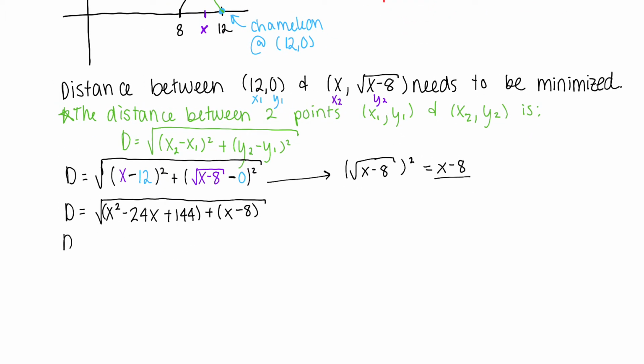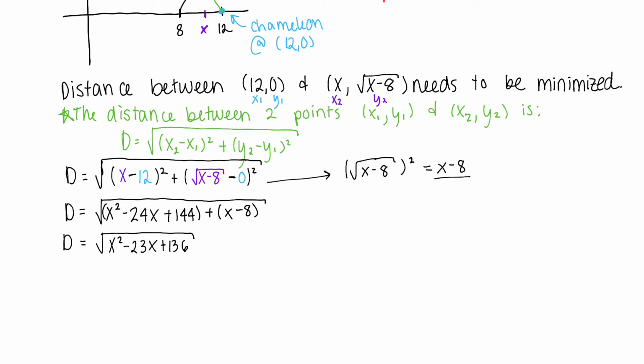Let's simplify this first. So this would be x squared. We have minus 24x plus x, so that's going to be minus 23x. 144 minus 8 is going to give us 136.